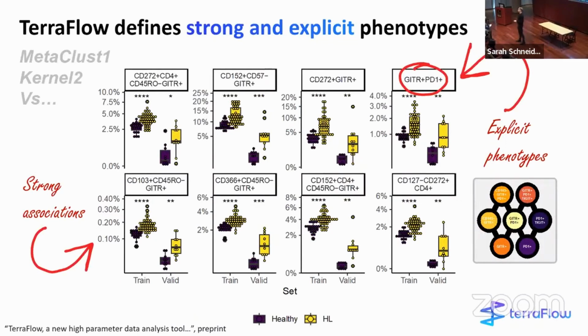Here's that same analysis using TerraFlow. TerraFlow consistently identifies 8 or more cell types that are strongly associated with disease and that each validate to new data. TerraFlow also annotates every population with the smallest set of markers needed to gate that target population. So at the end of the day, you can say, here's a T cell, it expresses GITR and PD-1, and it separates our patients with a high degree of accuracy.